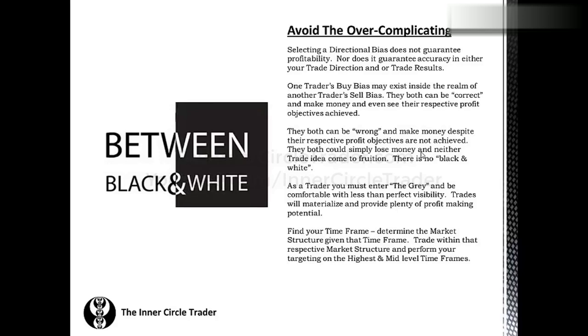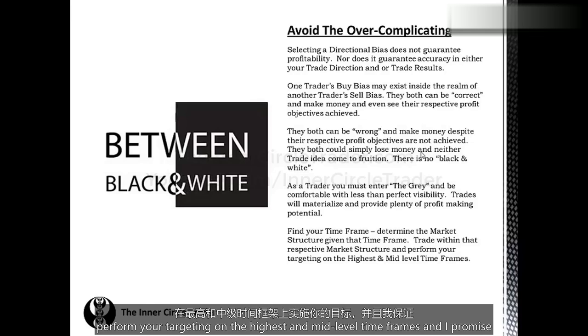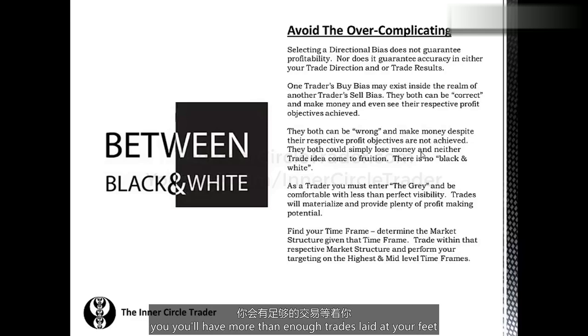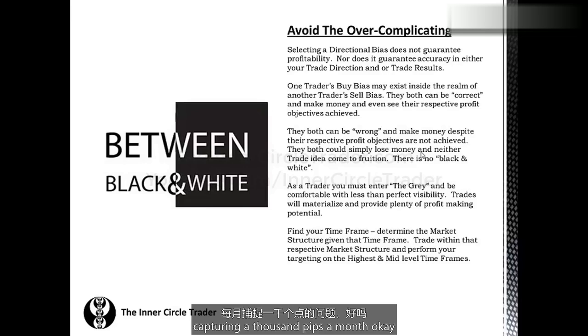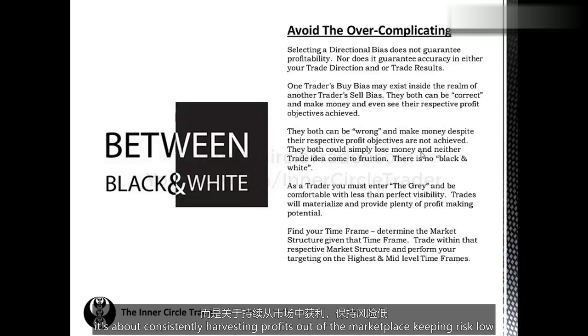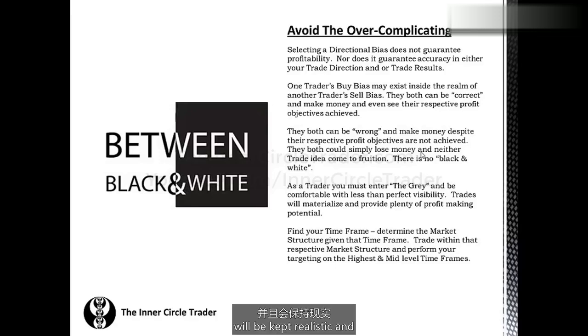Find your time frame as a trader. Determine the market structure given for that time frame. Trade within that respective market structure and perform your targeting on the highest and mid-level time frames. And I promise you, you'll have more than enough trades laid at your feet. But it's not about trading every day, and it's not about capturing 1,000 pips a month. It's about consistently harvesting profits out of the marketplace, keeping risk low, and your action level low. Don't try to trade a whole lot. Keep your trading controlled. That way you're going to control your emotions, your expectations will be kept realistic, and you're going to live comfortably in the gray.